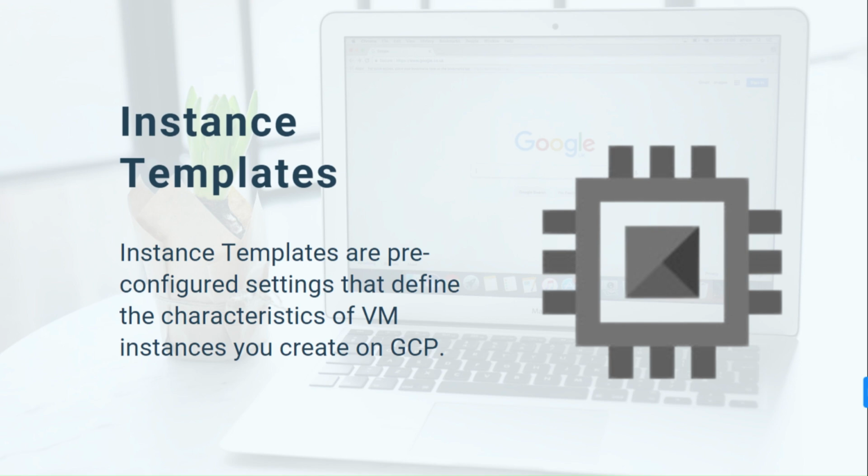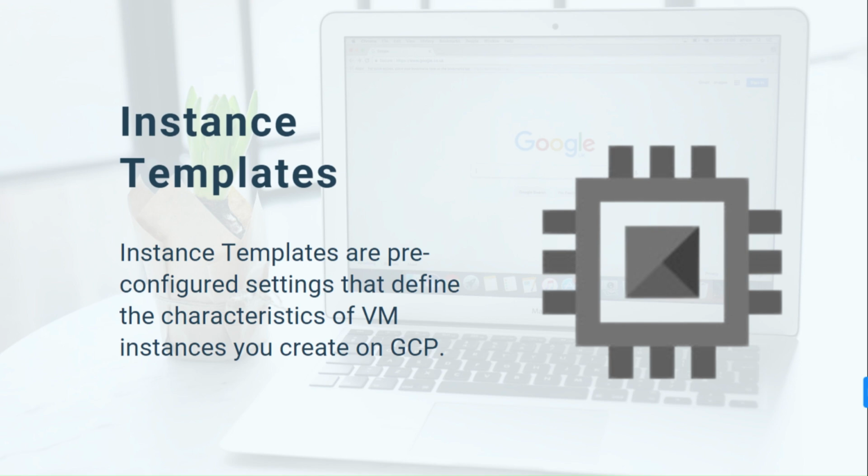Let's break it down. Instance templates are pre-configured settings that define the characteristics of VM instances you create on Google Cloud. They encapsulate all the details of a VM's configuration, such as machine type, boot disk image, network settings, and more. Instance templates are blueprints for creating virtual machine instances in cloud computing. They ensure consistency and uniformity across all VMs by adhering to the same specifications, reducing the risk of configuration drift.